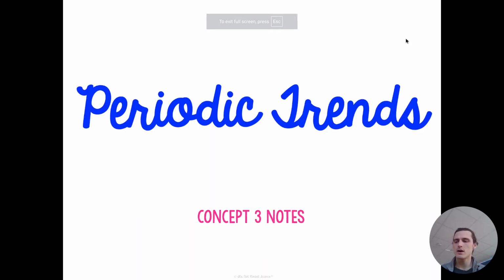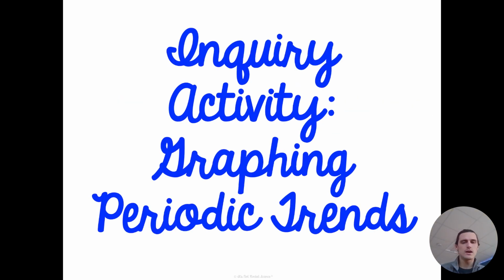Students, we are going through Concept 3 notes today. This paper you should have in front of you with a little periodic table with some arrows on it. Make sure you're following along as we go through. So, to start, we did the inquiry activity.